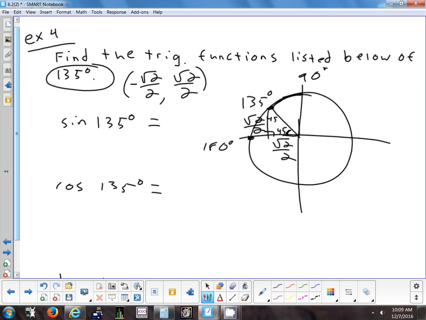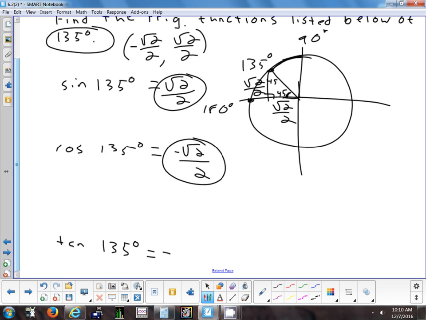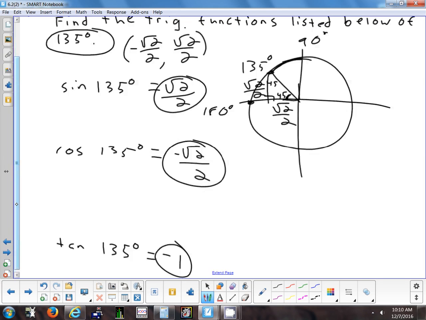So what's the sine here? Yep, square root 2 over 2. Cosine? And my tangent, negative 1. Any questions on those trig functions for 135?